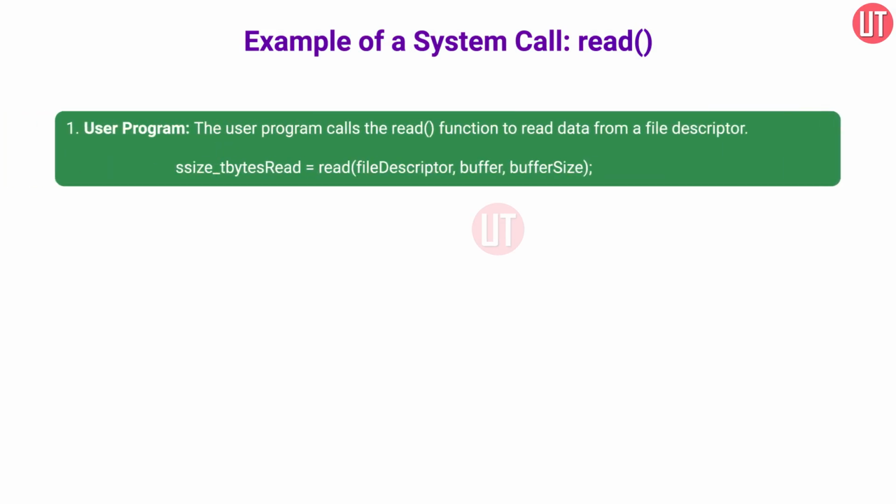Example of a system call: read. Here's an example of how a typical system call, read, works in Unix-like operating systems. 1. User program. The user program calls the read function to read data from a file descriptor. size_t bytes_read = read(file_descriptor, buffer, buffer_size).